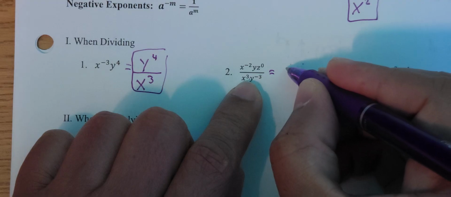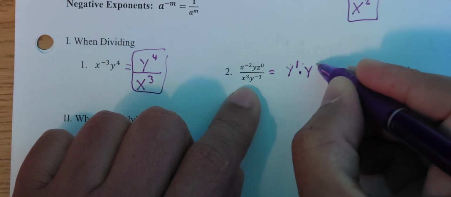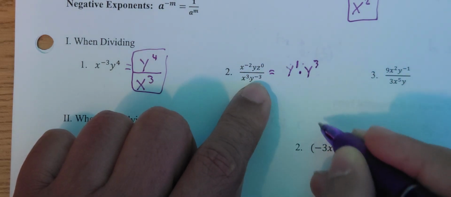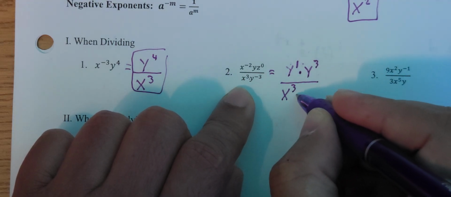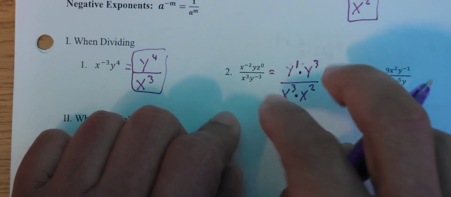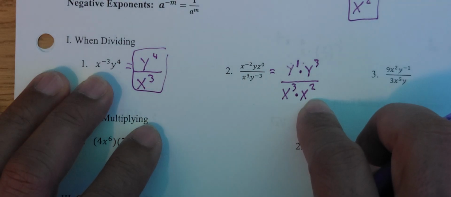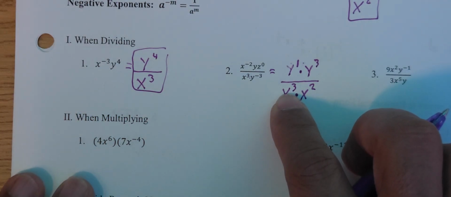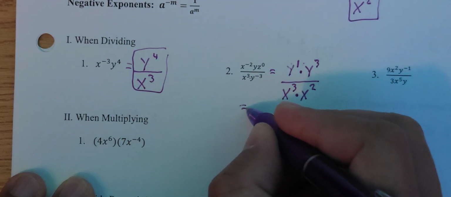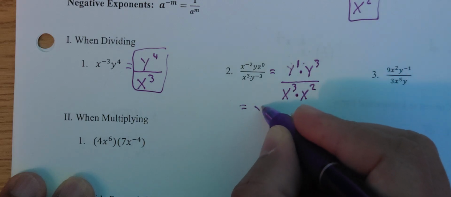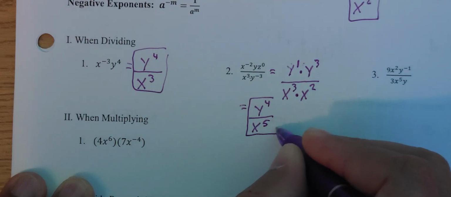So then we have y to the first times y to the third. Because if it's negative here, then bring it up to the numerator and denominator. I have x to the third times x to the second. If it's negative in the numerator, then bring it to the denominator to make it positive. So then what happens here is I have x to the third times x to the second. Again, all we do is we add the powers. So then this is equal to y to the first times y to the third, which is y to the fourth, over x to the fifth. And that's the answer to this problem.